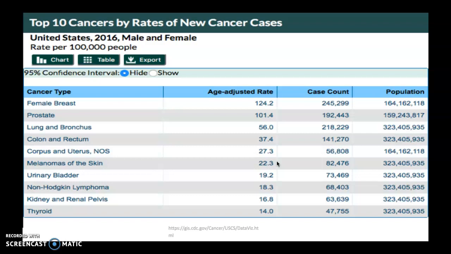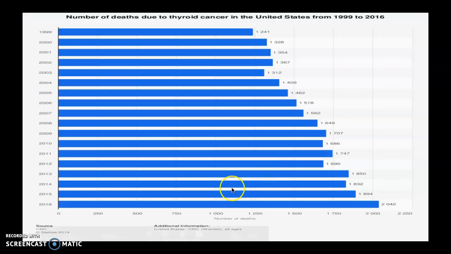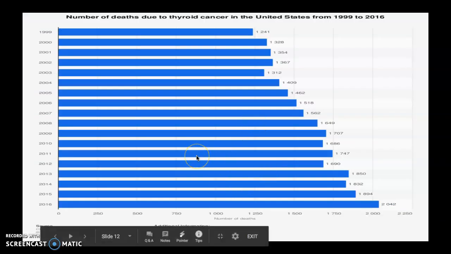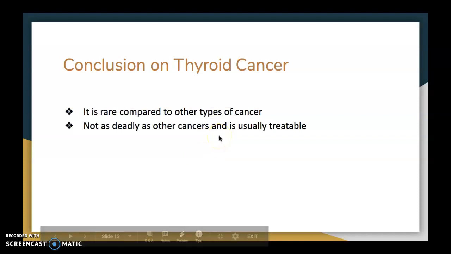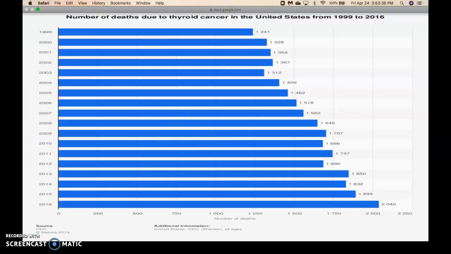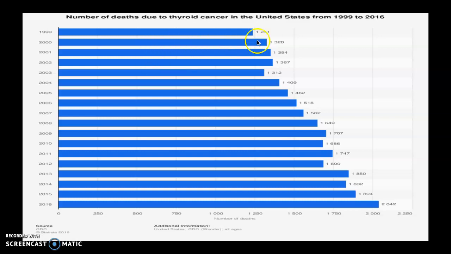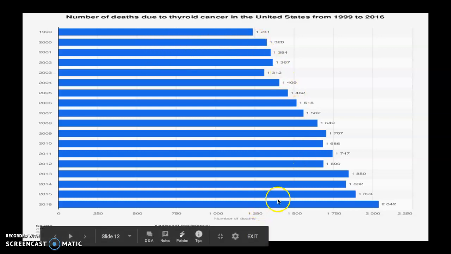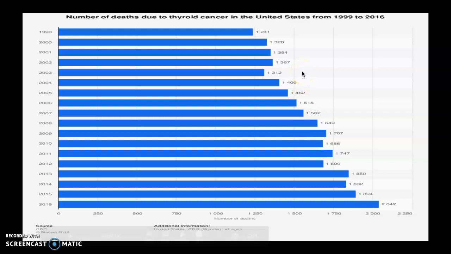Also, thyroid cancer doesn't really even compare with other types of cancer like breast cancer or brain cancer in its mortality rate. And so what we can conclude from that is that thyroid cancer is just not as deadly as other cancers, and it's usually pretty treatable, and it's rare compared to other types of cancer. I kind of skipped over this previous image here. This was just showing the number of deaths due to thyroid cancer in the United States from 1999 to 2016. And as you can see, there really aren't that many deaths compared to other kinds of cancers.